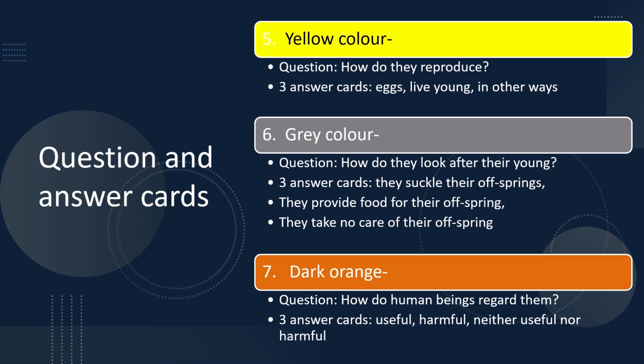We have the first question, yellow color, how do they reproduce? There are 3 answer cards with the same yellow color: egg, live young, in other ways. The next question is gray in color and we have the question, how do they look after their young? 3 answer cards: they suckle their offspring, they provide food for their offspring, they take no care of their offspring. And the last question is in dark orange. The question is, how do human beings regard them? And 3 answer cards: useful, harmful, neither useful nor harmful.